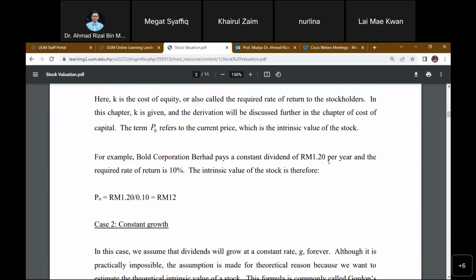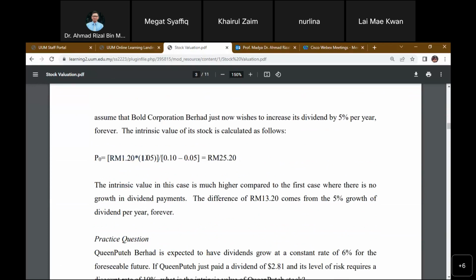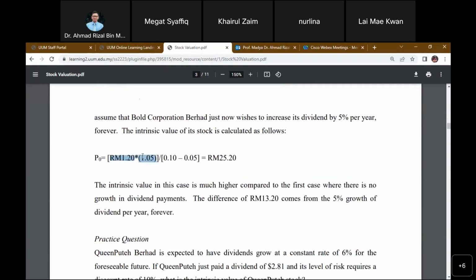D0 pays a constant dividend of 120 per year, starting now. So at the end of the first year, which is D1, you have to increase it by 1 plus G, which is times 1.05. Then only this whole thing becomes D1, which is applicable to this formula. Divided by K minus G, K is 10%, the constant growth rate is 5%. So in this case, the intrinsic value of the stock is $25.20.